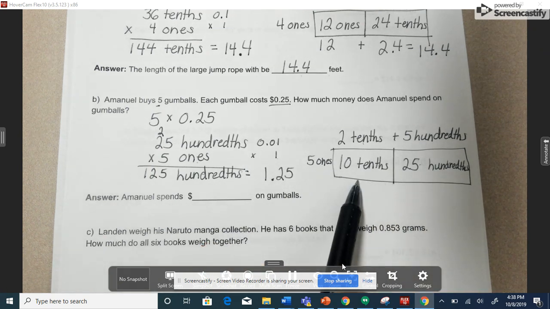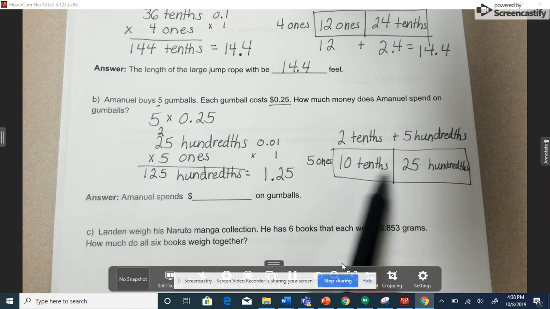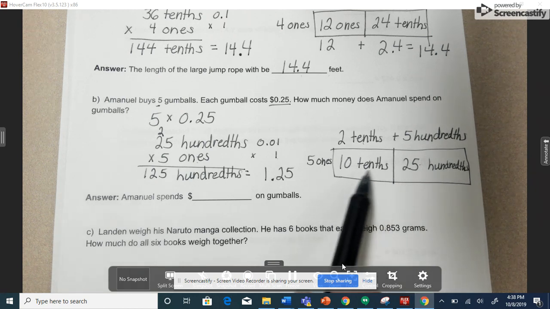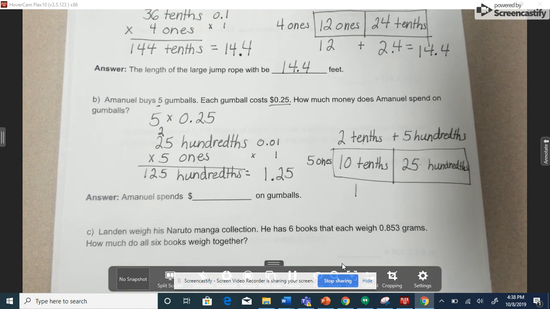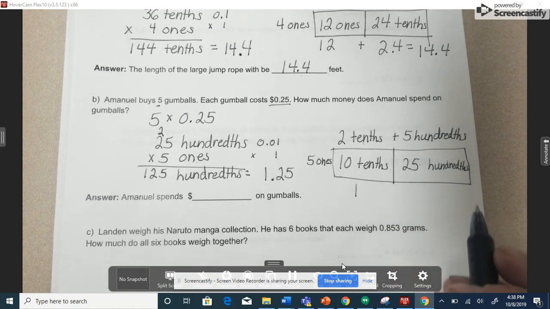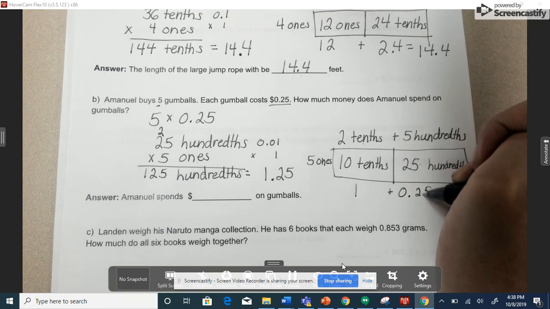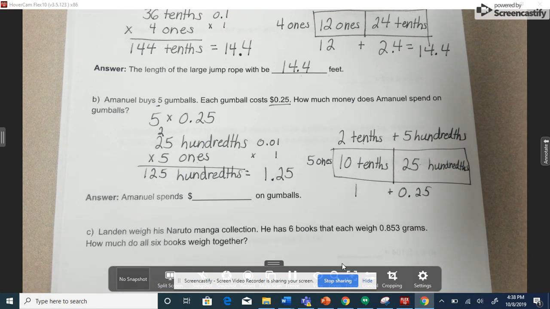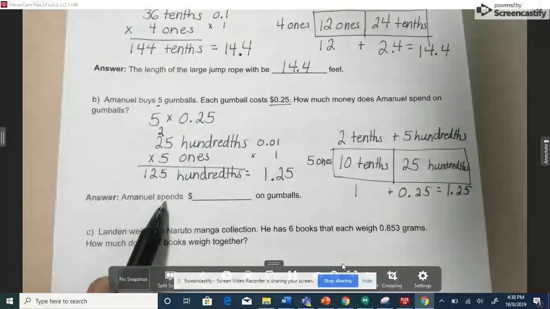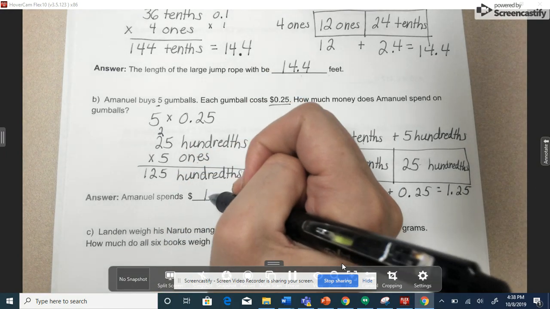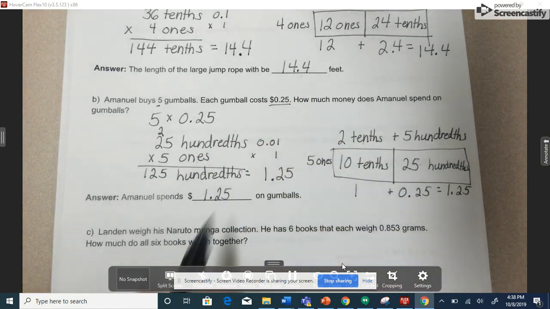So now I'm going to add these 2 numbers together, but I'm going to use standard form. So 10 tenths. Oh, I know 10 tenths is the same as 1 whole. And 25 hundredths can be written as 0 and 25 hundredths. When I add this together, my answer is 1 and 25 hundredths. So Emanuel spends $1.25 on gumballs.